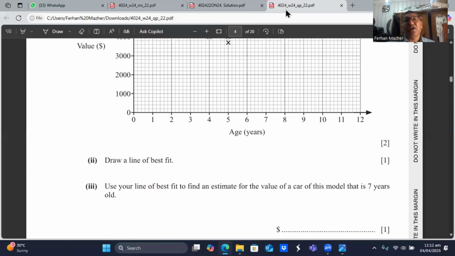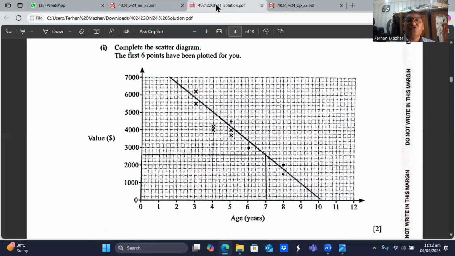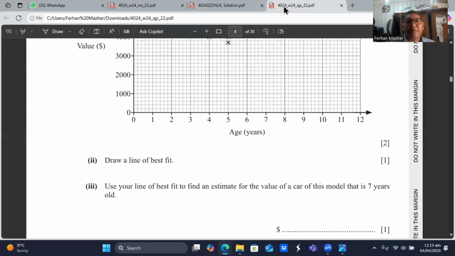Then it says, for 2 marks, draw a line of best fit. This pattern is going downward if you look carefully, so I will draw a line along this pattern. I will try to make sure of one thing: the number of points above the line should be equal to the number of points below the line. So you try to do this, and a little bit less or more can be done. You can see I have tried to draw a line of best fit. You will also draw a line of best fit in this manner.